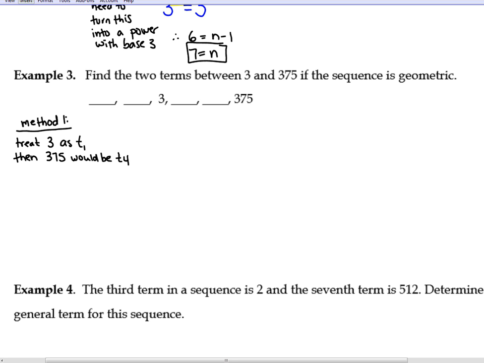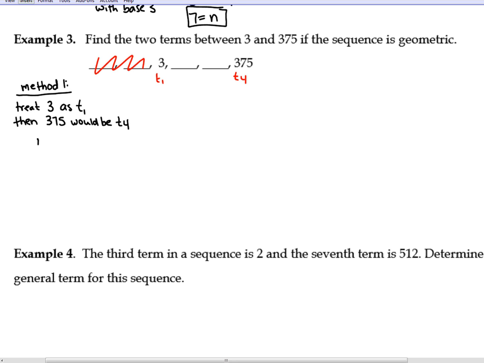Okay, so that was the first method. We pretend the first two terms don't even exist, and we say, hey, this is my term 1 and this is my term 4, and let's just ignore this for now. Pretend it doesn't even exist. We can work backwards later. Okay, and then we use our new formula.